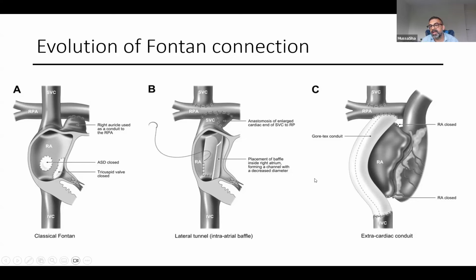And then finally, we have the final setup that we have now, which is the extracardiac total cavopulmonary connection, as conceived by Marcelletti. So a Gore-Tex tube, either 18 or 20 millimeters, is placed between the inferior vena cava and the right pulmonary artery, which in combination with the bidirectional Glenn leads to a total cavopulmonary connection.